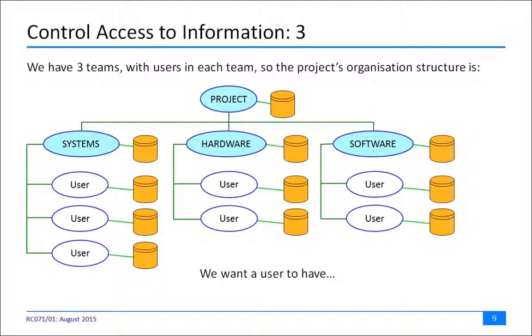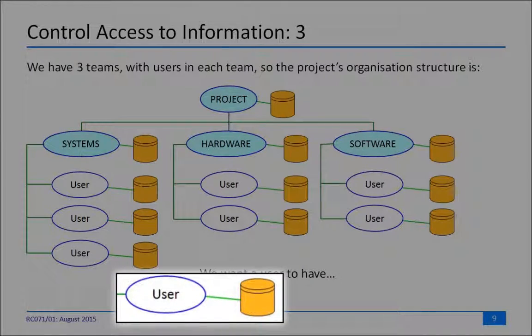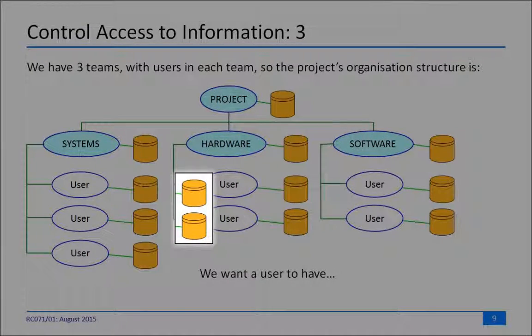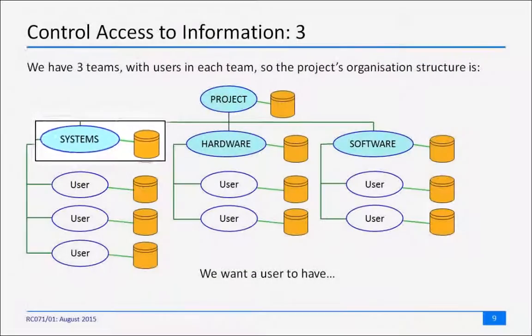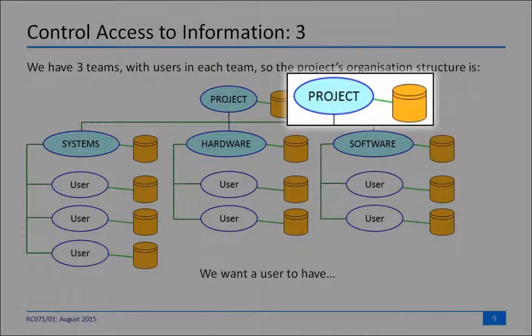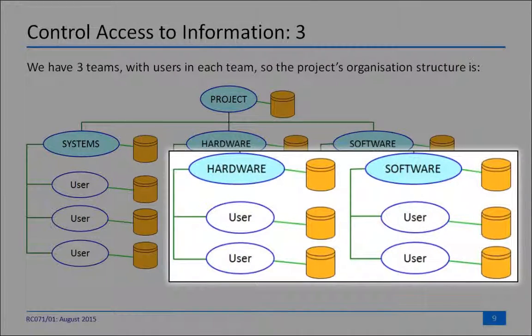To see the effect of these access rights, we use a picture to show the project's organization structure: the user and his or her data, data owned by the user's colleagues in the same team, the user's team and its data, the project, and its baseline data, data owned by other teams, and by the users in these teams.